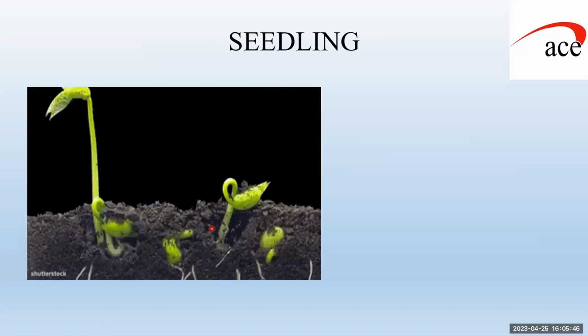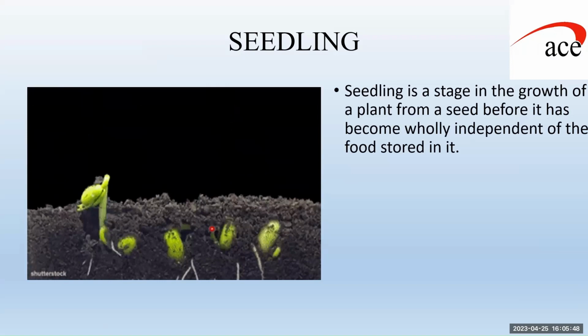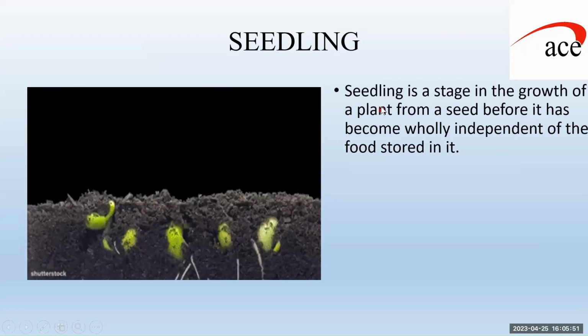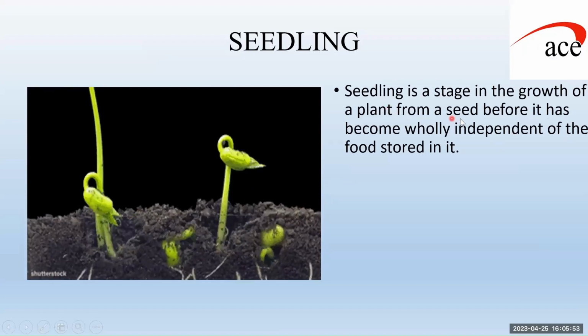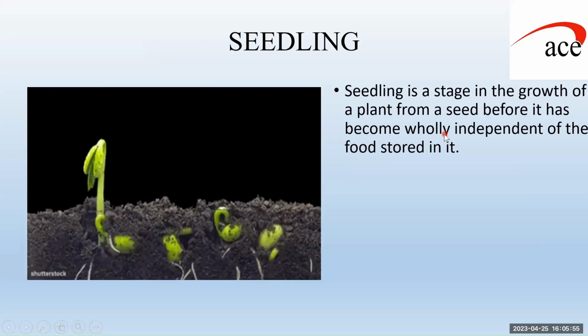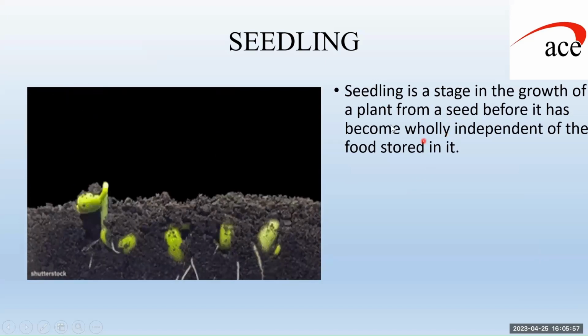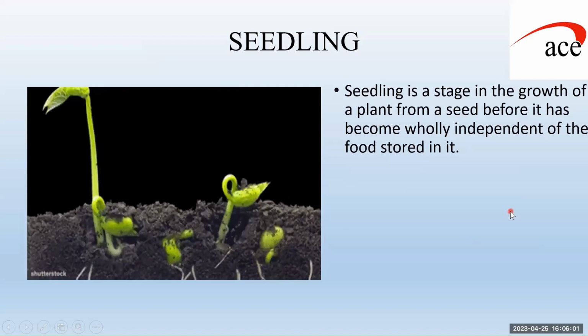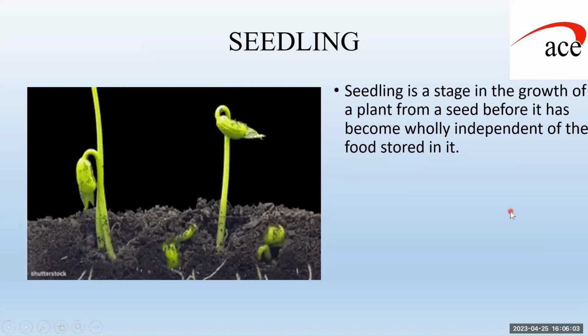The term seedling refers to a stage in the growth of the plant from a seed before it has become wholly independent of the food stored in it. Right before it becomes completely independent of the food stored in it, it is a seedling.